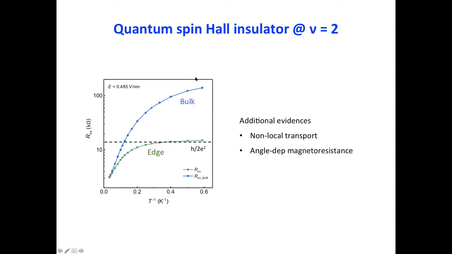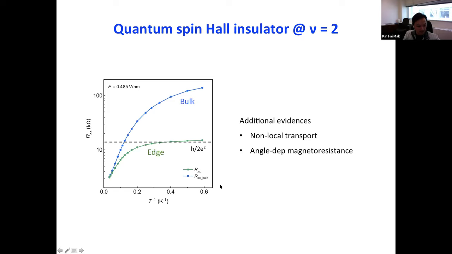And this is in contrast to the bulk, as you can see that the bulk has about an order of magnitude higher resistance. Just a last comment: we have also performed a little bit more non-local transport and angle-dependent magnetoresistance, and all seem to agree very well that this is a quantum spin Hall insulator after band inversion. So that's it.